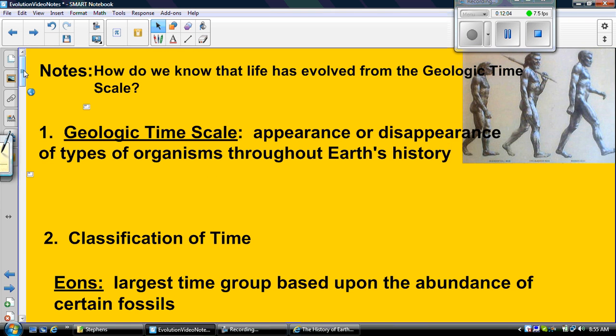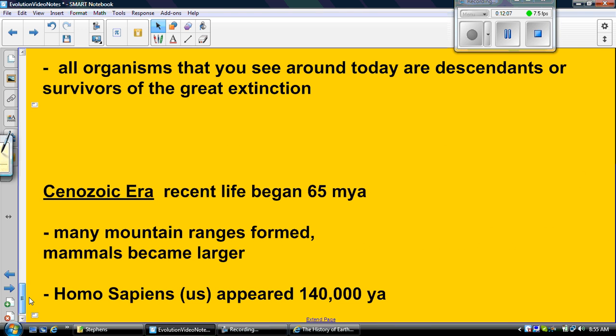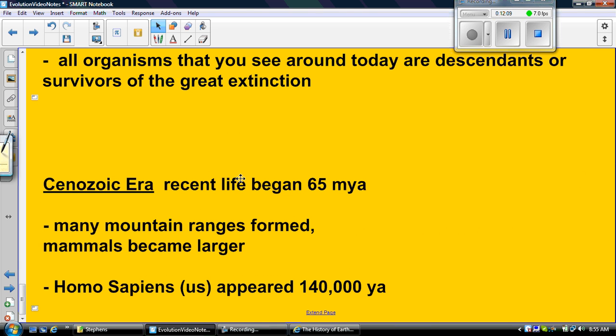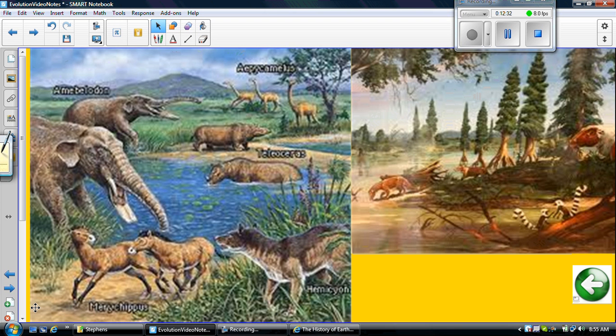Okay, the last era that we're going to talk about is the Cenozoic era. This is what we call recent life. It began about 65 million years ago. Many mountain ranges formed. Mammals started to become larger because plants started to grow again, as some of that dust, gas, and clouds started to disappear. And Homo sapiens, which is what we evolved from, started to appear about 140,000 years ago. So we have not been around for very long. The Cenozoic era looks like this: smaller mammals, similar to what we see today.